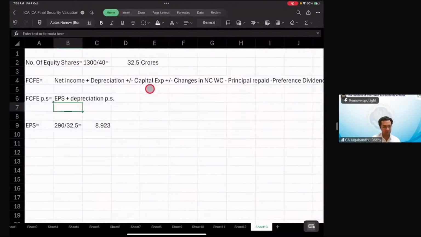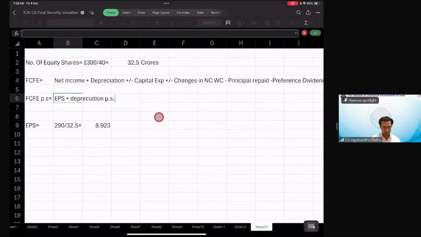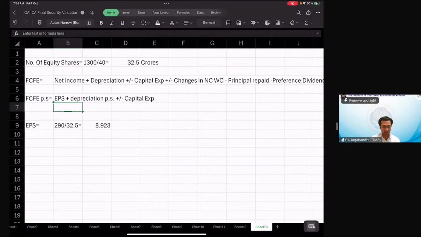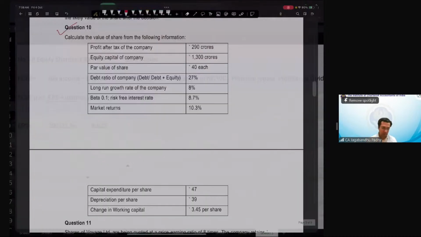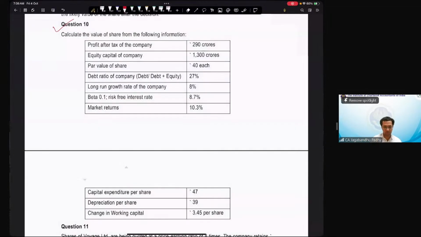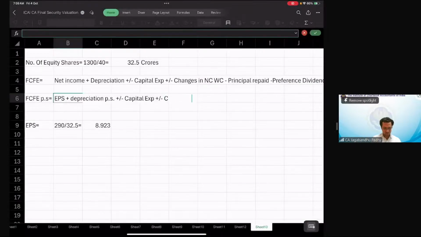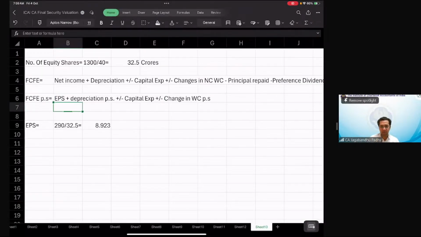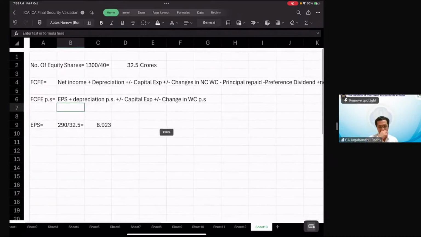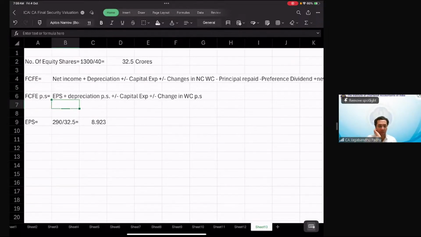So it's going to be depreciation per share plus or minus capital expenditure. Then do we have the change in working capital? Yes, that's also given to us on a per share basis. So we'll say plus or minus change in working capital on a per share basis. That is also given. Now, principal repayment, any new debt being raised, preferences, that is something which we are going to tackle now. Okay, so we have the EPS.